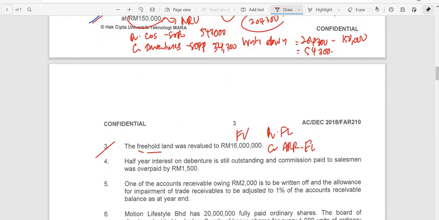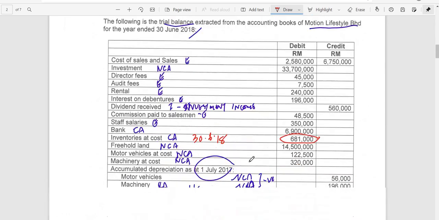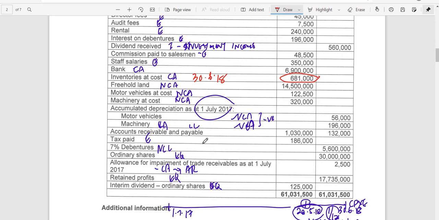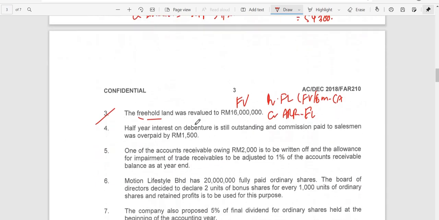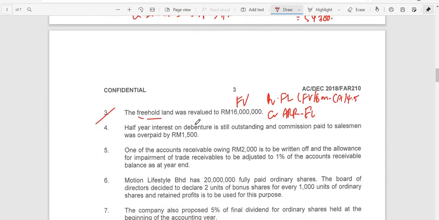So fair value 16 million minus the carrying amount. Go and check your carrying amount. The carrying amount is in your trial balance. This is the one, 14.5. There is no depreciation needed because this is a non-depreciable asset. So 14.5 million, and that will give you 1.5 million.